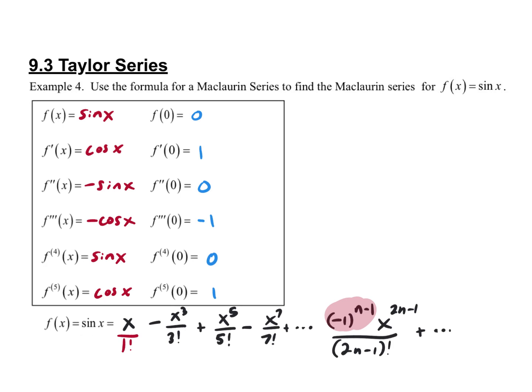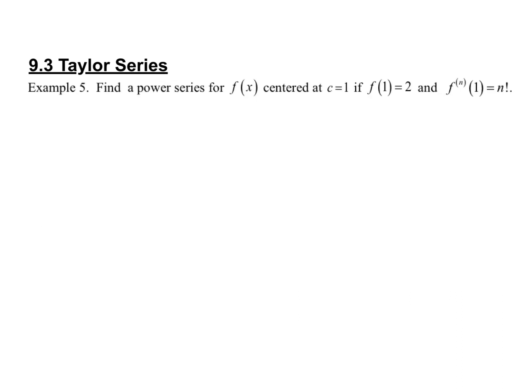All right, let's look at one more. So now we're shifting our terminology a little bit. Find a power series for f of x centered at c equals 1 if f of 1 equals 2, and we're finding the nth derivative at 1, and that is n factorial. Okay? So there's a lot going on here, and there's a lot of verbiage, and your first thought might be, what are you even asking?